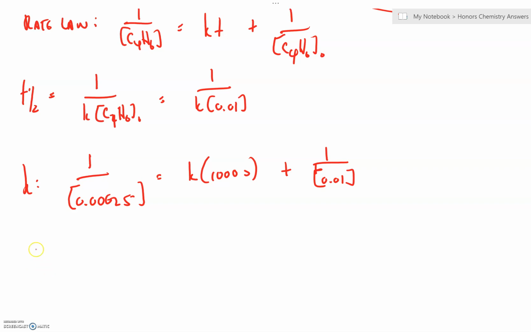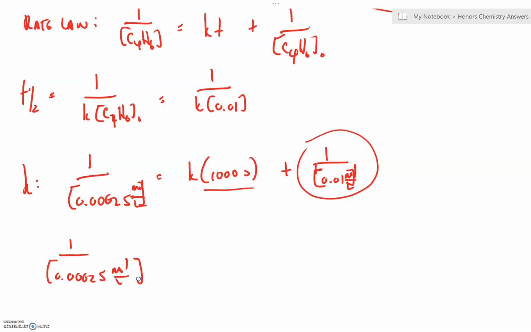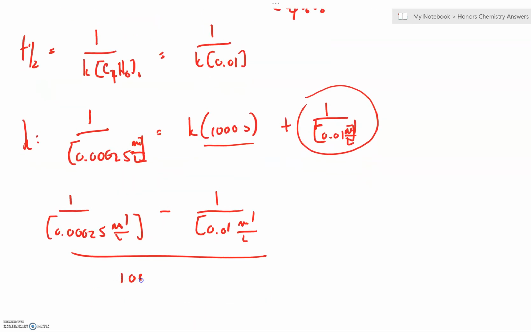Okay, so to get k, we're going to subtract this from both sides and divide by 1,000 seconds. And let's keep the units in here so we can see what happens to the value of the rate constant k. So k is going to be equal to 1 over 0.00625 moles per liter minus 1 over 0.01 moles per liter, and all of this is divided by 1,000 seconds. When you invert moles per liter, you get liters over moles, and nothing cancels seconds, so our units are going to be liters over moles times seconds.